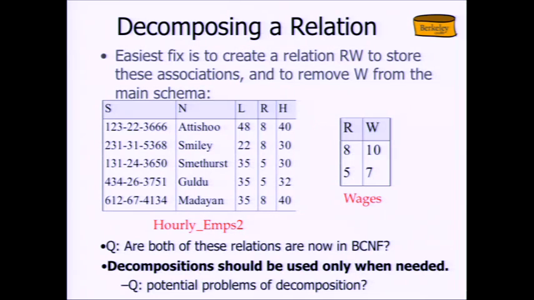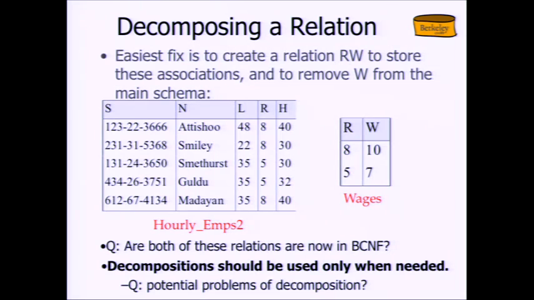Yeah, putting them back together might be the thing you spend all your time doing, right? If you ask queries on S, N, L, R, and H a lot, then you're going to have to join the pieces back together every time you ask one of those queries. It's much nicer to scan a table than join it. Okay, that's a good argument. Can anyone think of any other problems that you could have with decompositions?